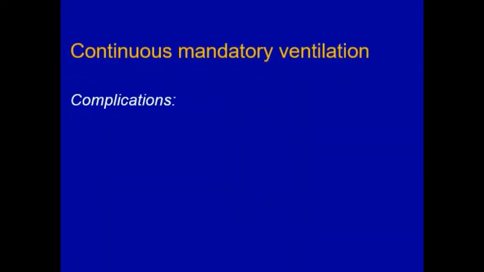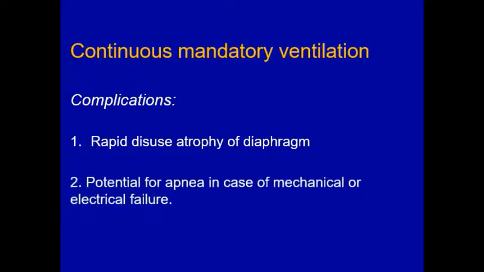So, what are the complications of continuous mandatory ventilation? Because sedation and paralysis are required, rapid disuse atrophy of the diaphragm can occur, and there is also a potential for apnea if mechanical or electrical failure occurs.